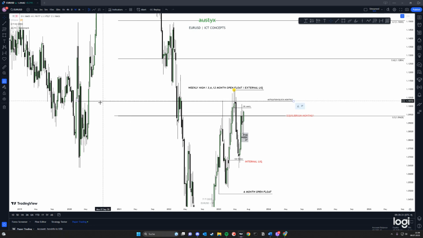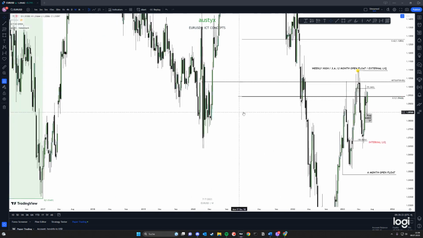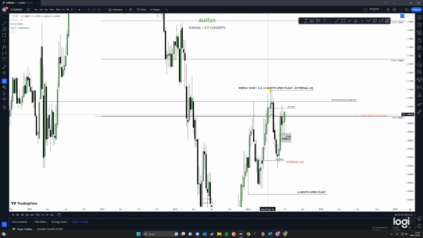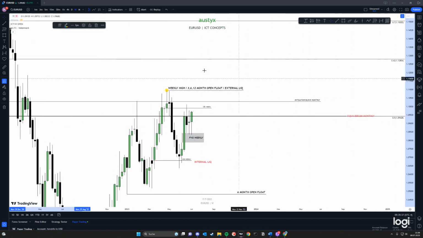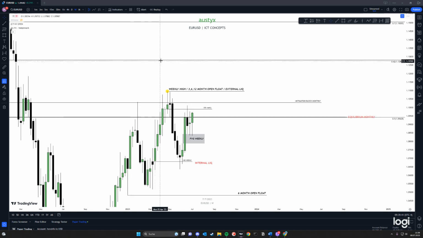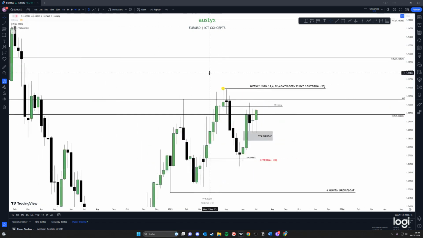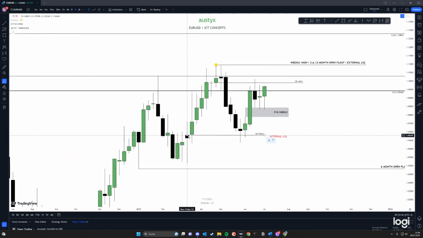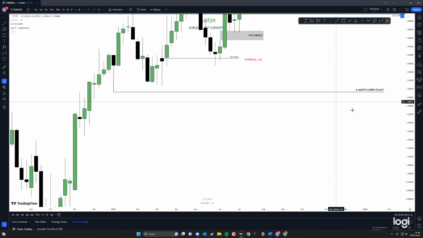This mitigation block, which is important on the weekly and the monthly, and the equilibrium as well as the fib, I'll just anchor those. Equilibrium, the mitigation block, right. We are going to refine the weekly order block right now, so just one more thing.